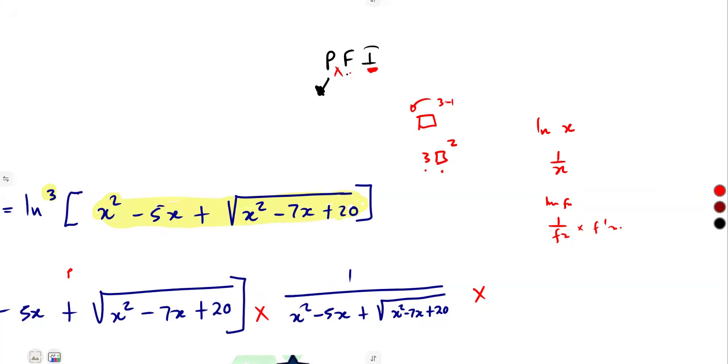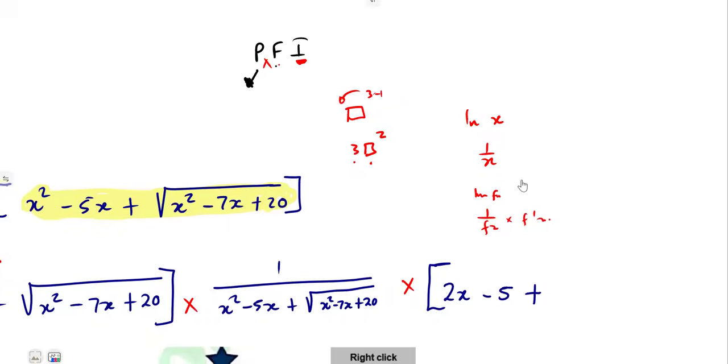So if we were to differentiate this, let me put this bracket just in case. Drop the power here, so that's 2x, and subtract 1. And minus 5x is going to give us minus 5. Then plus the derivative of the square root. So we must differentiate the square root of that.